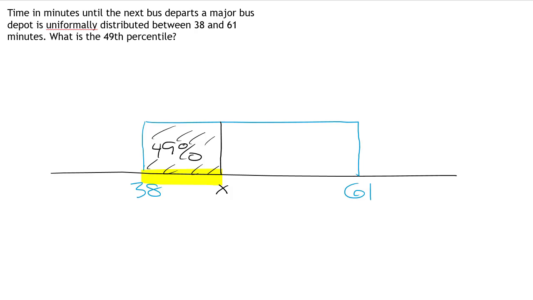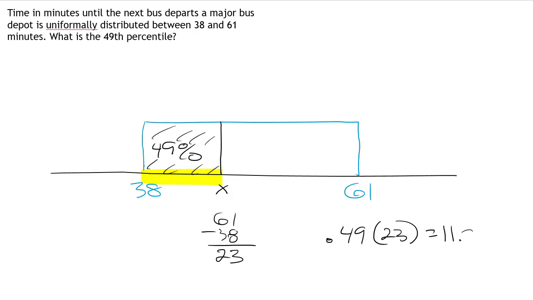All right, so what's our total width? Well, that's easy. 61 minus 38 gives us 23. And now we just have to figure out 49% of 23, so 0.49 times 23. Get your calculators. 0.49 times 23 equals, that gives us 11.27. So the distance in yellow is 11.27, right?